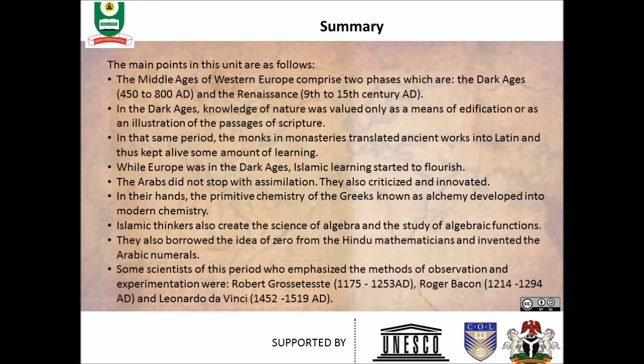Islamic scholars translated Greek writings into their language because they treasured ancient science. In this way, ancient science passed into Islamic culture. The Arabs did not stop with assimilation. They also criticized and innovated. In their hands, the primitive chemistry of the Greeks, known as alchemy, developed into modern chemistry. Islamic thinkers also created the science of algebra and the study of algebraic functions. They also borrowed the idea of zero from the Hindu mathematicians and invented the Arabic numerals. Many scientific terms such as alcohol, syrup, zenith, algebra, zero, sine, etc. are legacies which Arabic science left to mankind.